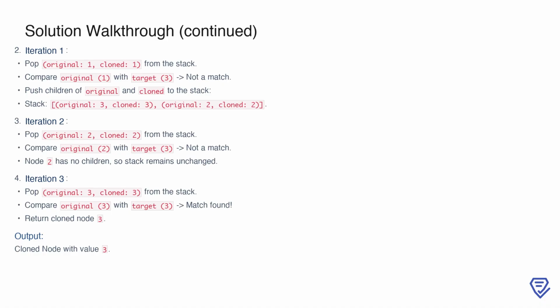Next, we pop the node pair with value 2. Again, the value 2 is not equal to the target value 3, and since this node has no children, the stack remains unchanged. Finally, we pop the node pair with value 3. This time, the value of the original node matches the target value. Therefore, we return the corresponding node from the clone tree, which also has the value 3.